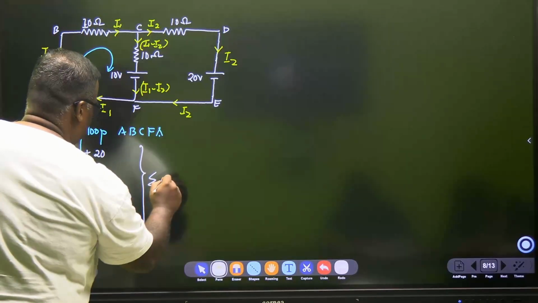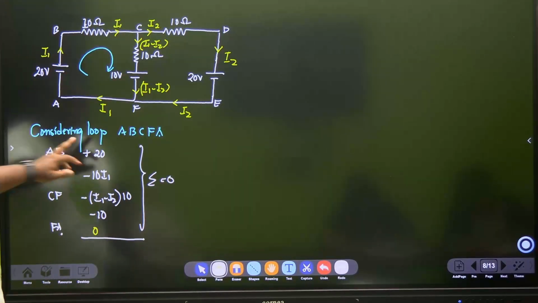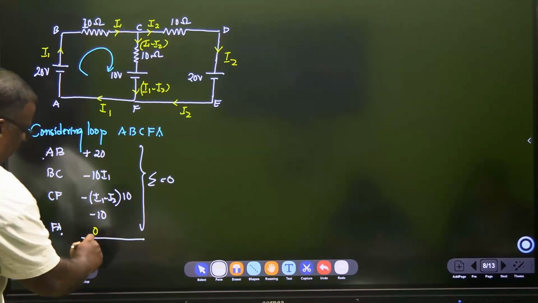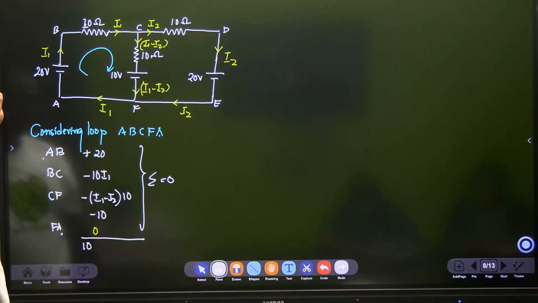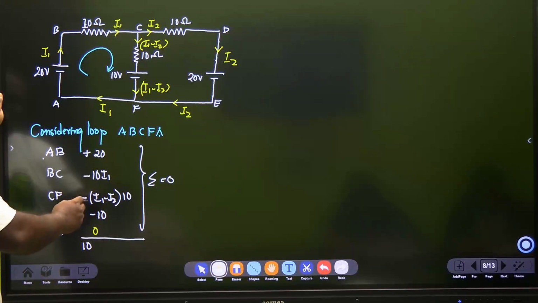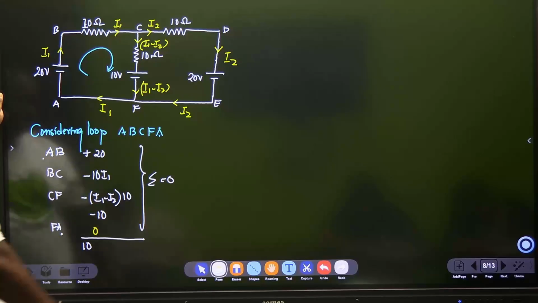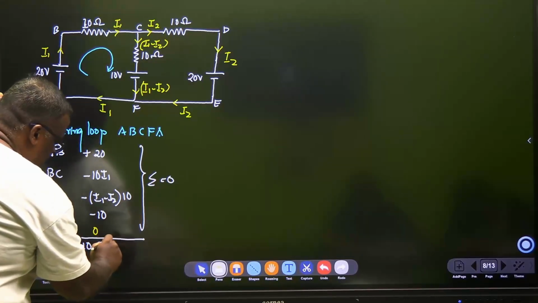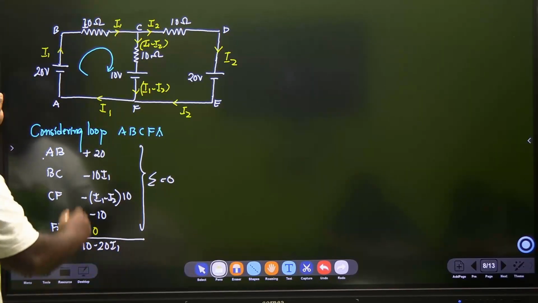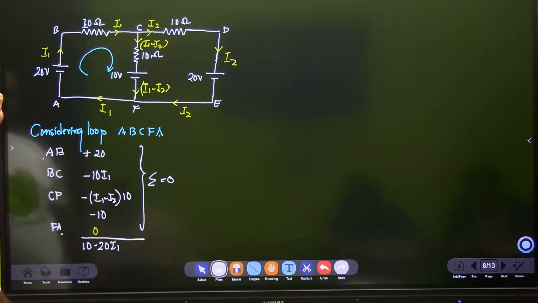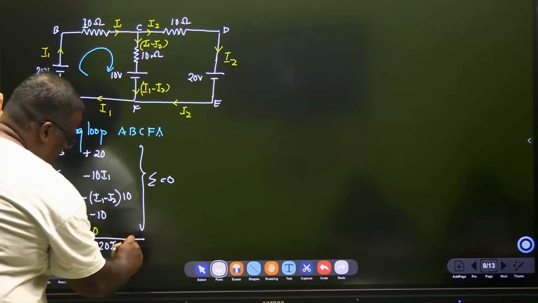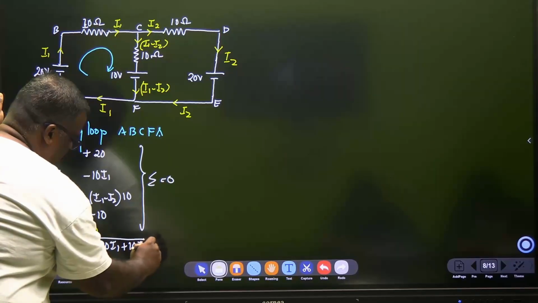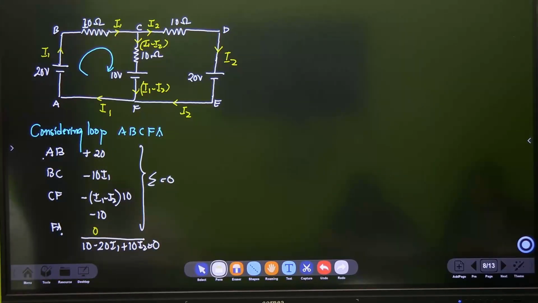So this sigma should be 0. Let's add up. Plus 20 and minus 10 gives me 10. Okay? 10 minus 10 I1 minus 10 I1. Agreed? Minus 20 I1. And this is how much? Plus 10 I2. Is this what you have got?